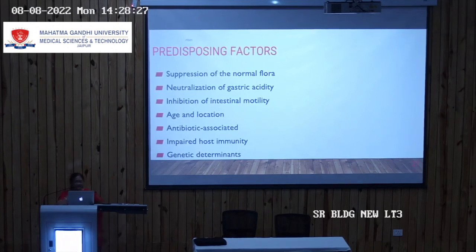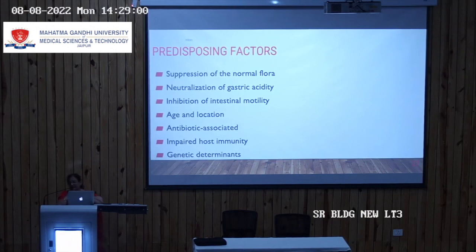There are certain predisposing factors, like people whose normal flora is suppressed. Generally, the normal flora helps to fight the infective organisms. Because of the abundance of the normal flora, they fight away the infecting organisms. But if this normal flora is suppressed, maybe because of antibiotic intake or otherwise, then they will predispose to infective diarrhea. Then neutralization of the gastric acidity.